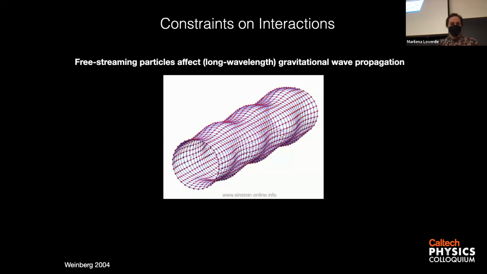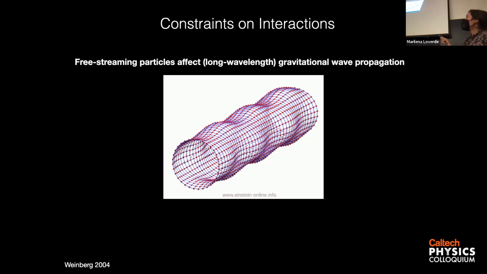And so in thinking about this, one thing that is helpful to know is something that was pointed out by Weinberg in 2004, which is that the presence of free streaming particles affects the propagation of gravitational waves. And only gravitational waves on very, very large scale. So gravitational waves with cosmological scale wavelengths. Shorter scale gravitational waves that are seen from black hole binaries, unfortunately, are just not sensitive to the types of matter, to whether free streaming particles are present in the universe or not.